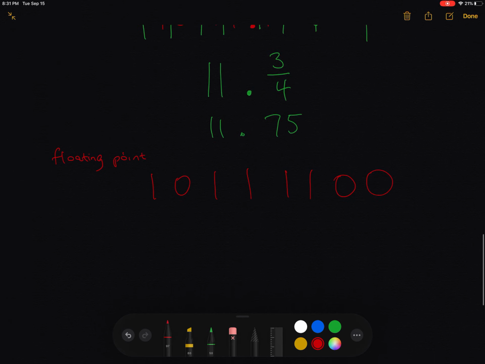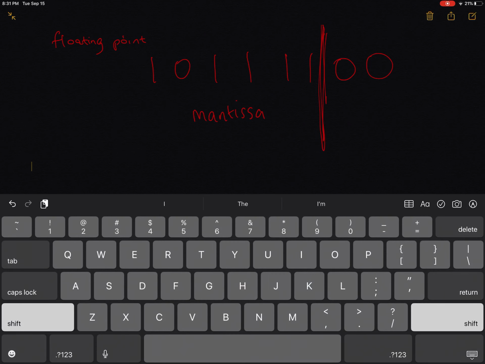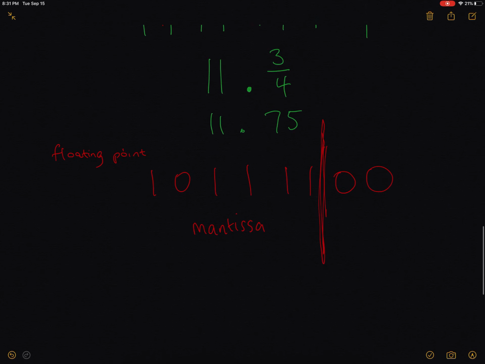Okay, now with a floating point system, we're going to split this up again. So this part of our number is something called the mantissa. On the left, this is the mantissa. On the right is the exponent.